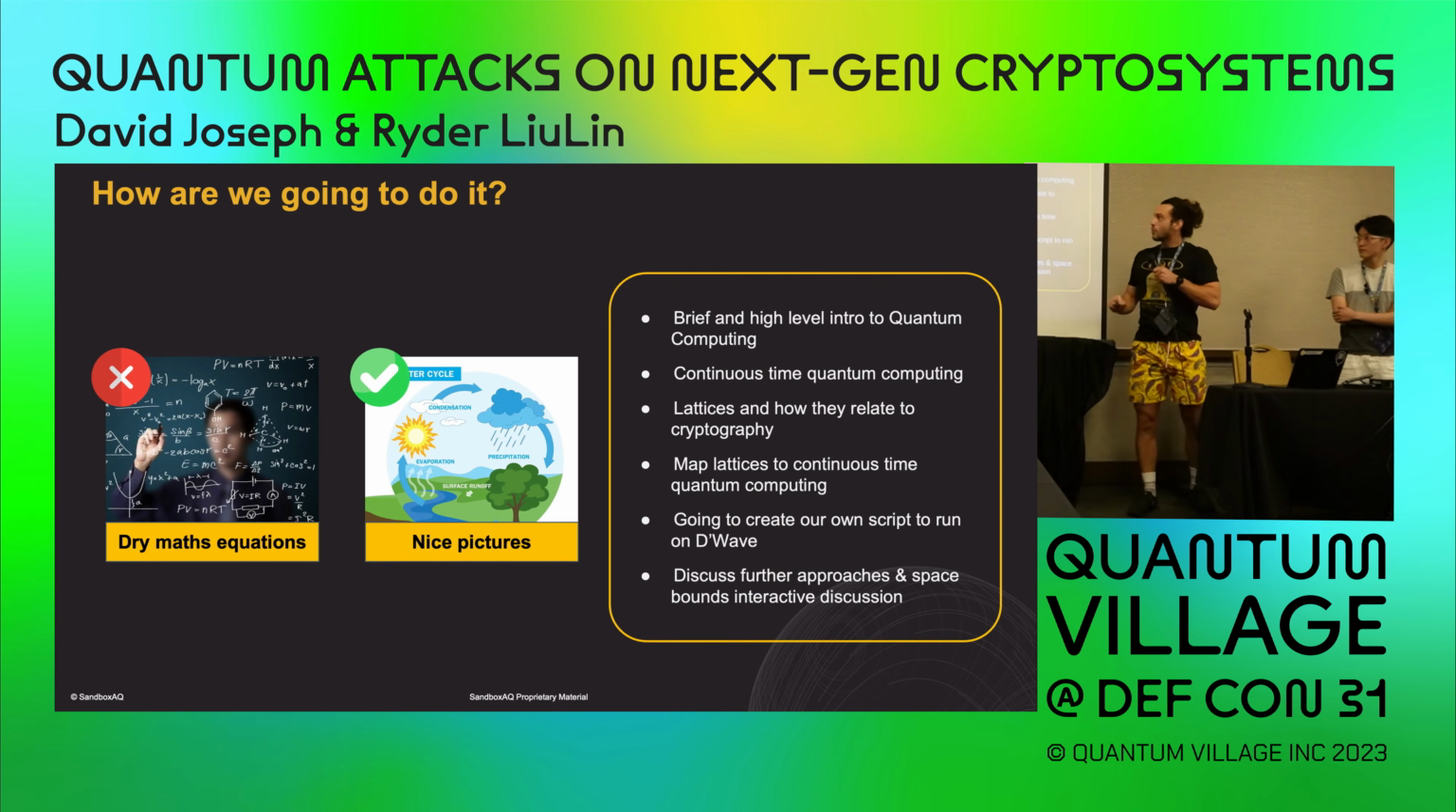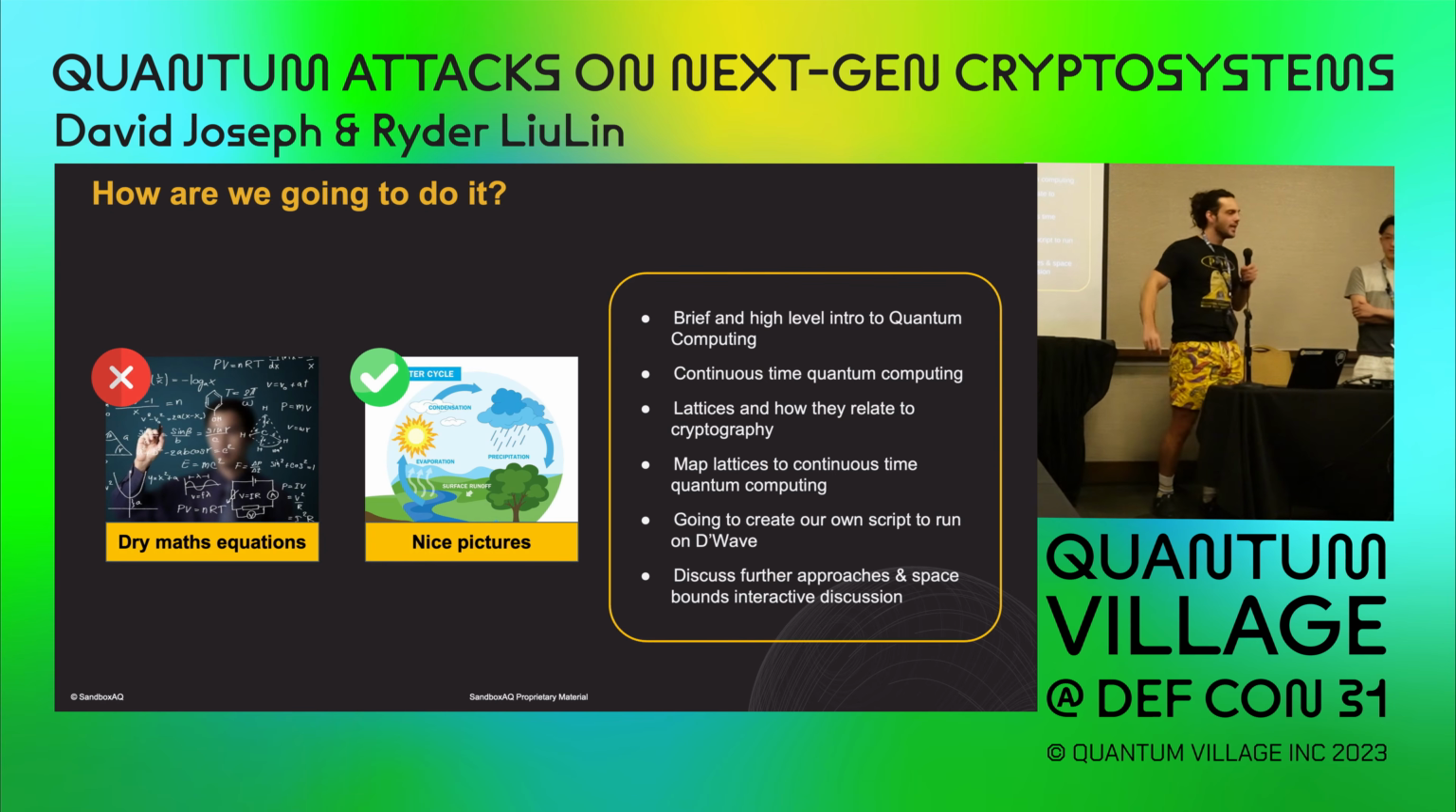I'm going to take us through continuous time quantum computing. So this is a really interesting paradigm, which is super different when we actually get into it and describe how it works, to the gate model quantum computing, classical computing. But actually it reduces to the same stuff, right? Super cool. Then Ryder here is going to give an intro to lattices, the lattice problems, and how it relates to cryptography. And then we're getting to the business end now.